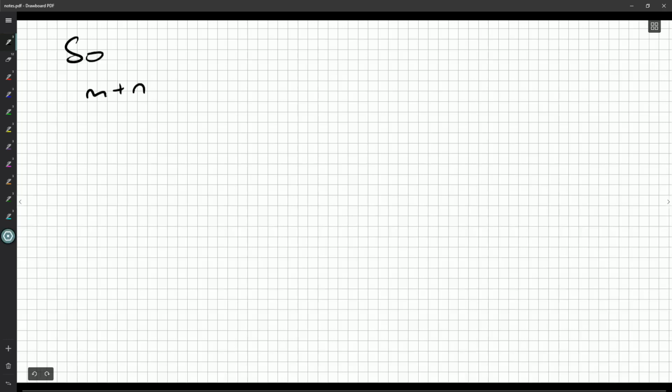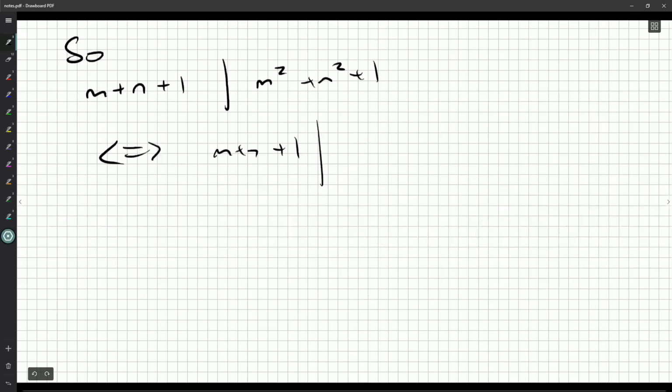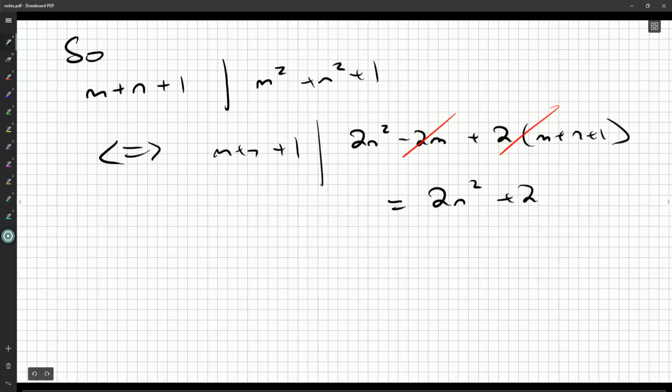And so we could say m plus n plus 1 divides m squared plus n squared plus 1 exactly when it divides the sum here. So 2n squared minus 2m plus 2 times m plus n plus 1. Almost the exact same thing we did in A part. And so this will get rid of the minus 2m's, and we'll be left with 2n squared plus 2n plus 2.